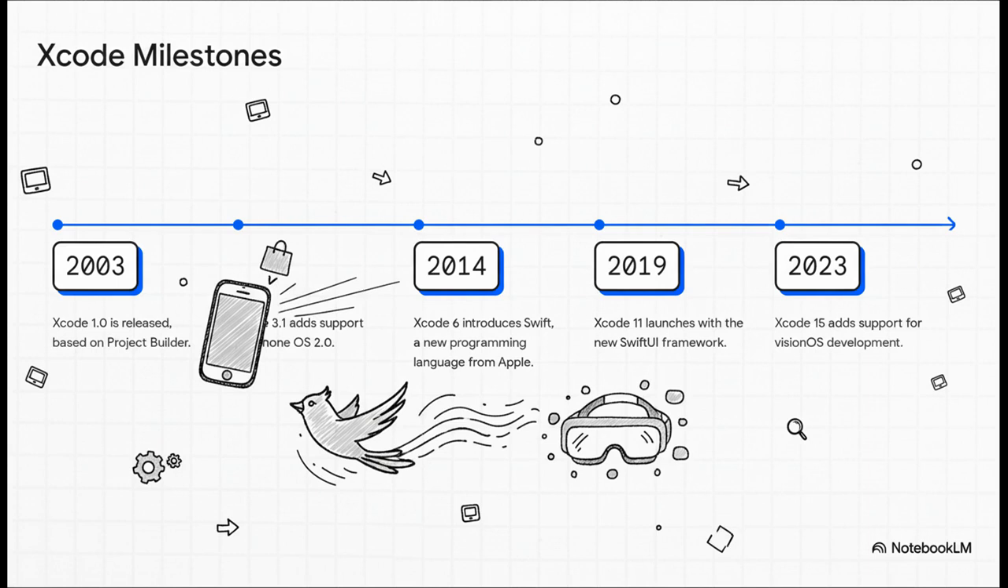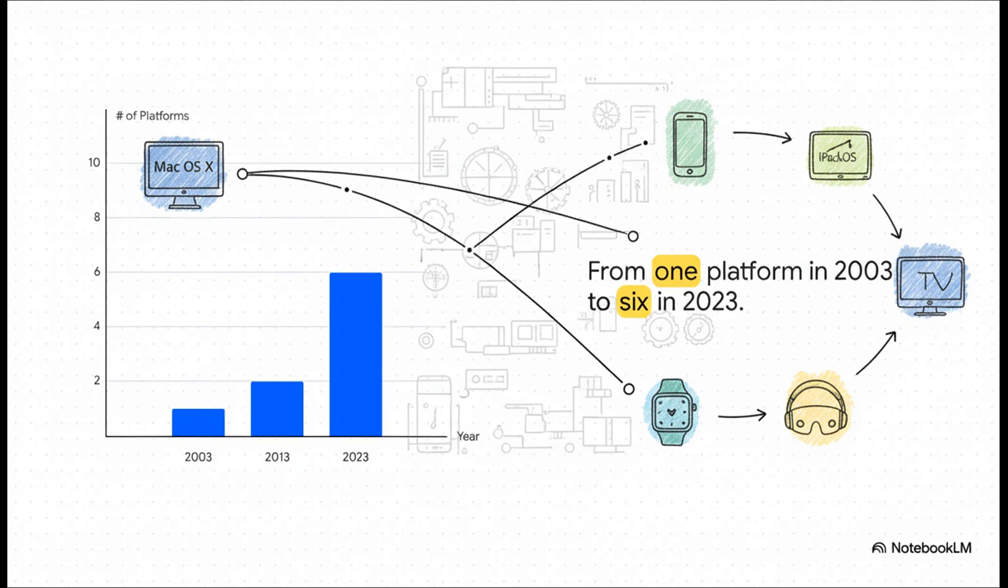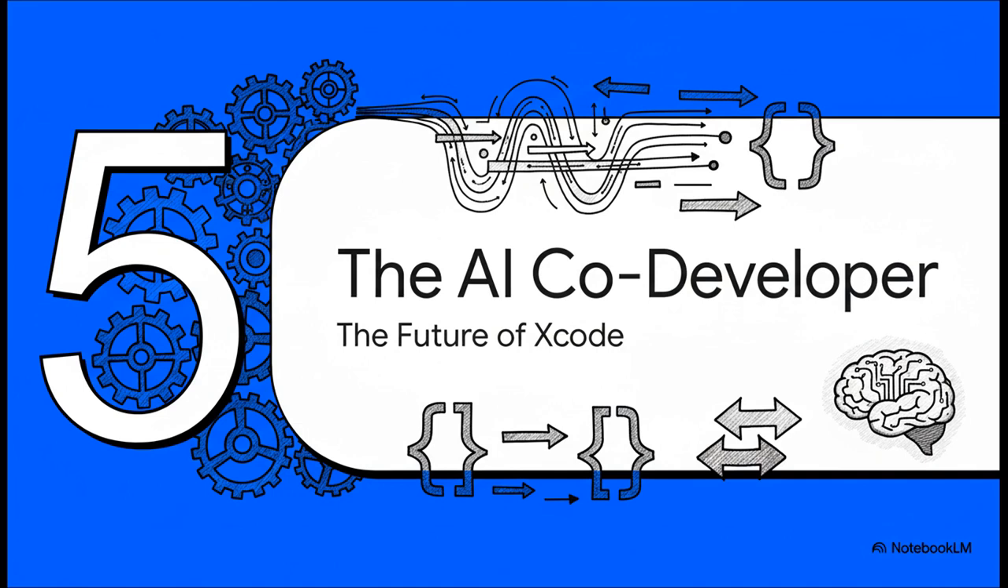The App Store revolution in 2008, a new version of Xcode made that possible. The shift to Swift in 2014, the language that powers most of the apps you use today, that was Xcode 6. And just recently, in 2023, Xcode 15 opened the door to spatial computing with Vision OS. It's clear, every major leap in hardware had to be enabled by a leap in the software tools first. You can see that growth so clearly here. I mean, it started as a tool for just one platform, Mac OS. Now, it powers the software for six completely distinct, powerful operating systems. That's just incredible. So, what's next? Where does it go from here?